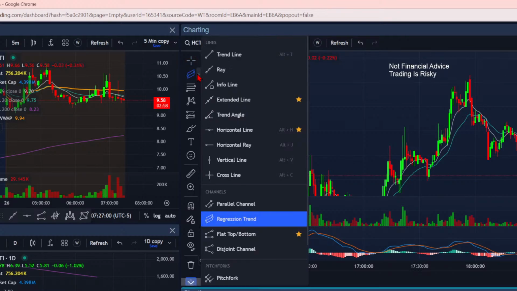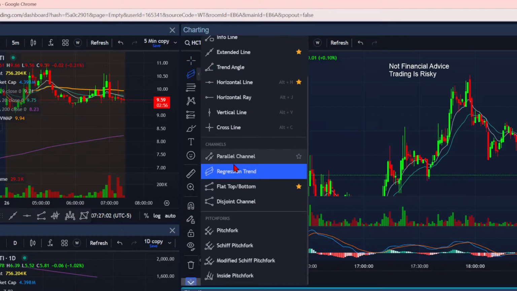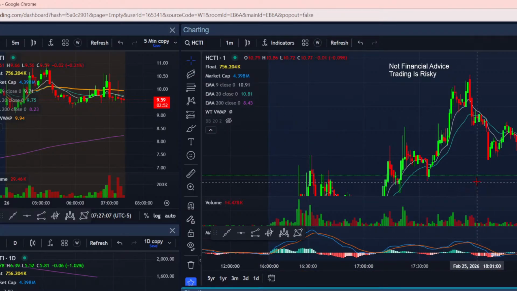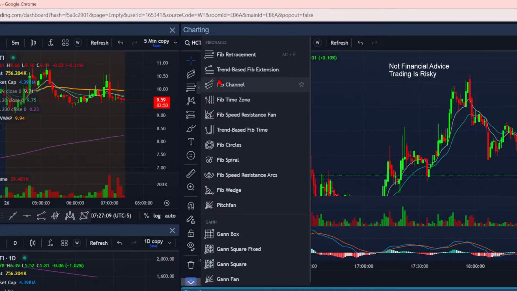Some people like using pitchforks. I don't know how to use pitchforks. I don't want to learn either. I know people use Fibonacci. Yeah.